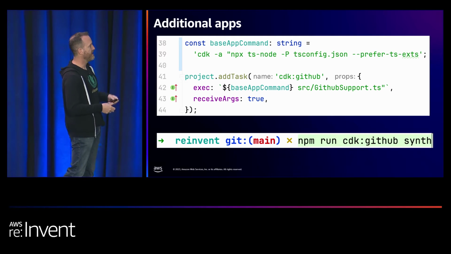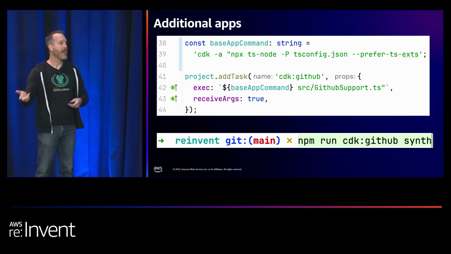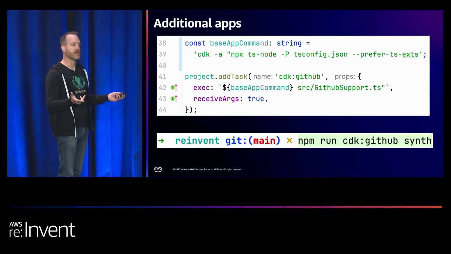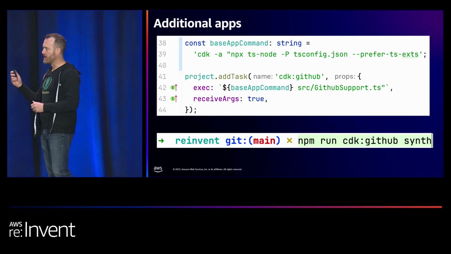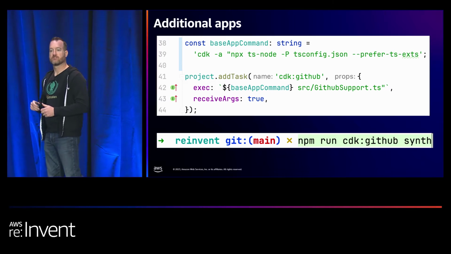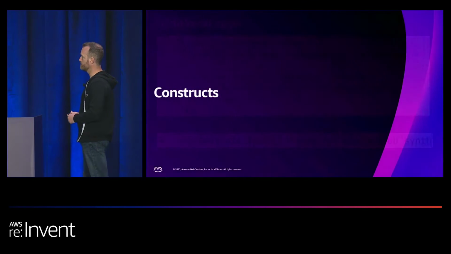So this is a task that simply says, go use the GitHub support file as the app and generate the content out. And then the bottom line just sits there and lets me run it and deploy it out and synthesize it just like before. And on a lot of our projects, we end up having anywhere from 2 to 6 or 7 different apps within the same repository. Very common for us.